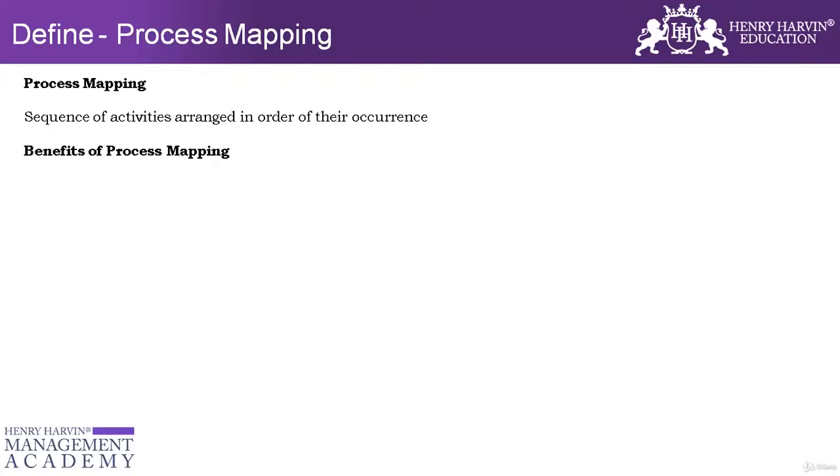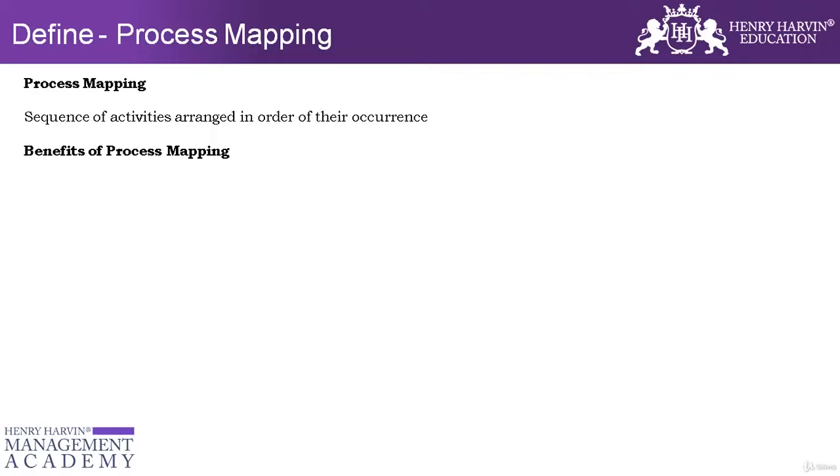Now we are going to talk about process mapping. Okay. In the define phase also we need to list down the process map so that we know how the process flows. So we all know what process mapping is. It is a sequence of activities arranged in order of their occurrence. It's a kind of flow, a step-by-step instruction of a given process. So that's what the process map is all about.